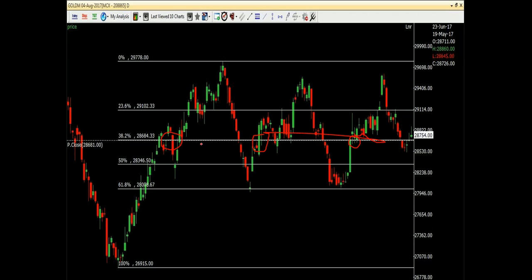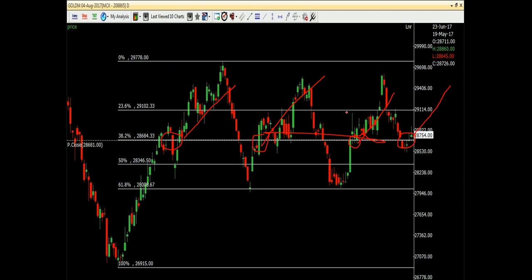We have it thrice. Every time it comes to 38%, it takes the base, gets some support, and moves in the upward direction. Like see here, it went up. Similarly, the second time also, it took the support, moved back to 50, then tried to take support at 38% and went back till 29,500. Third time also it follows the same pattern, and here we can see that for the fourth time also the prices are coming back at 38%, and probably the price can move in the upward direction.